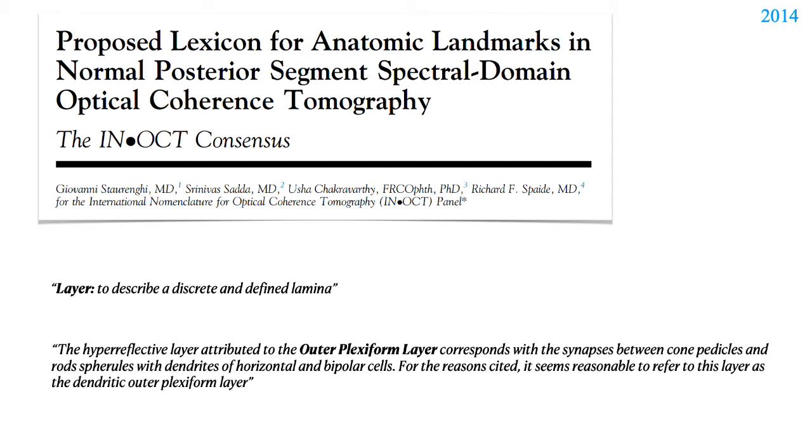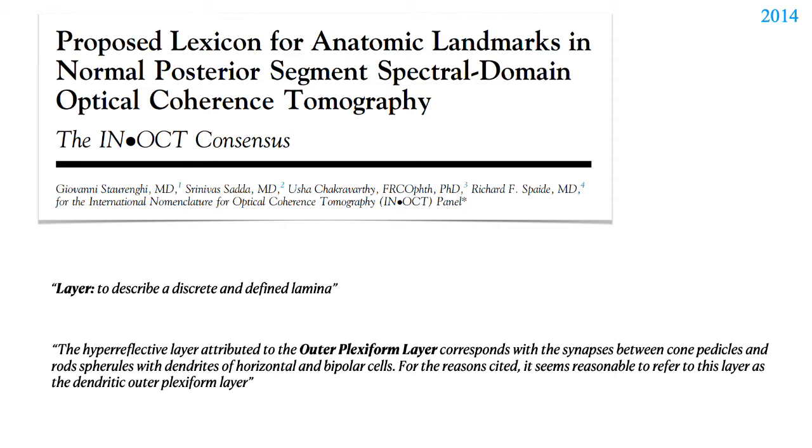In fact, the hyperreflective layer attributed to the outer plexiform layer corresponds with the synapse between the pedicles and the rod spherules with dendrites of horizontal and bipolar cells. For this reason, it's reasonable to refer to this layer as the dendritic outer plexiform layer. So this is what was reported in that paper, and it exactly defines the presence of the outer plexiform layer and how it was described using the OCT.